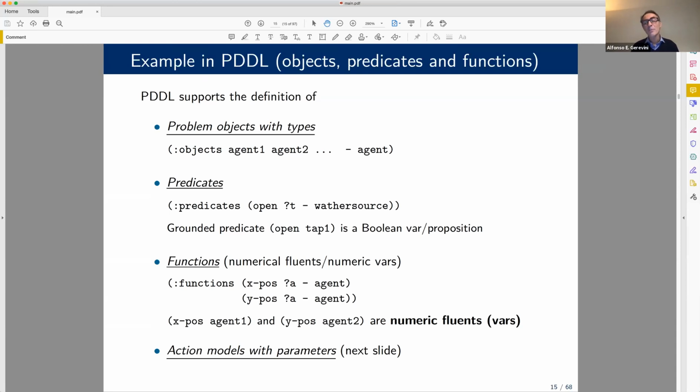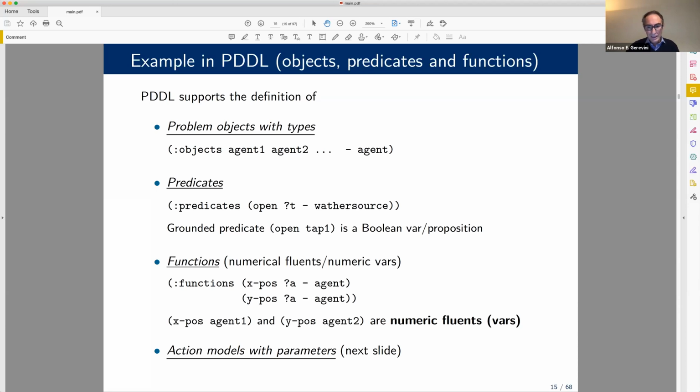Then we have functions, a particular class of functions that are used to specify the numeric fluents or the numeric variables. And again, we have these functions with parameters, and once the parameters are instantiated with objects, they generate the numeric fluents. Like, for example, here we have two numeric fluents to represent the position on the grid map of the agent, x position and y position. So x pos agent 1, y pos agent 2 are two numeric variables.